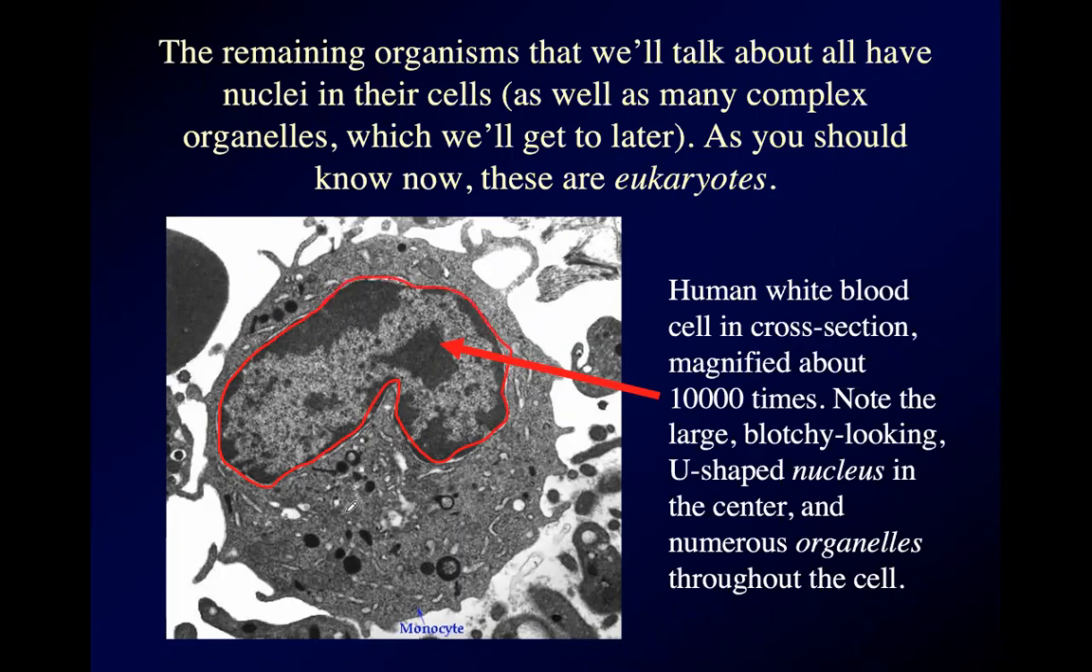And then surrounding the nucleus, there's lots of little bits and bobs scattered all through the cell. We don't need to get into what those are right now, but those are organelles. Eukaryotes have these very compartmentalized cells that prokaryotes don't.